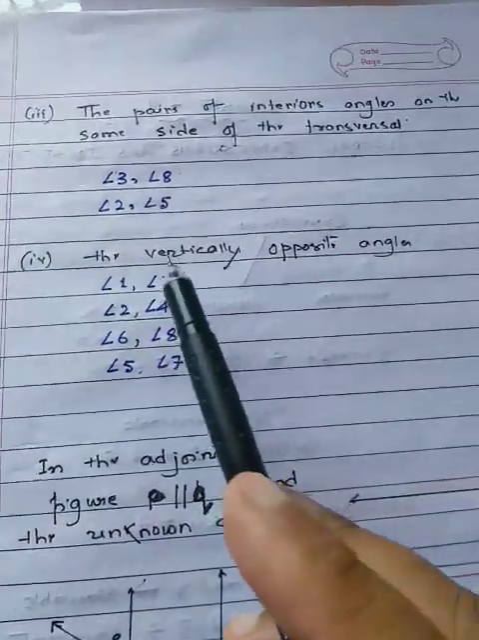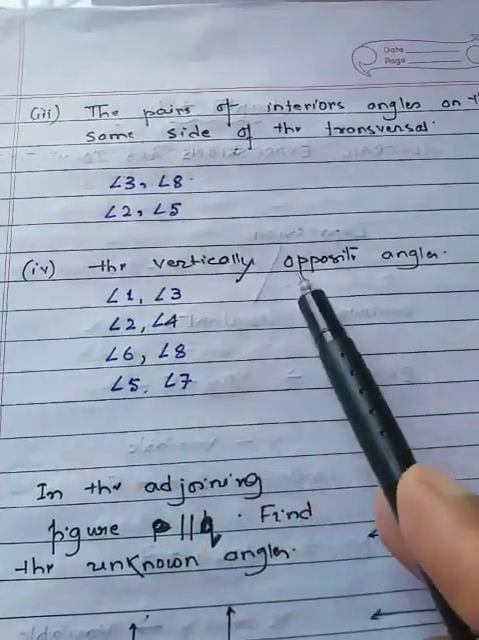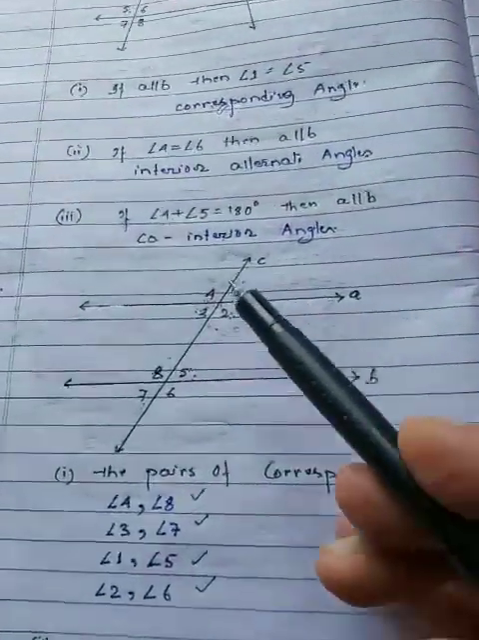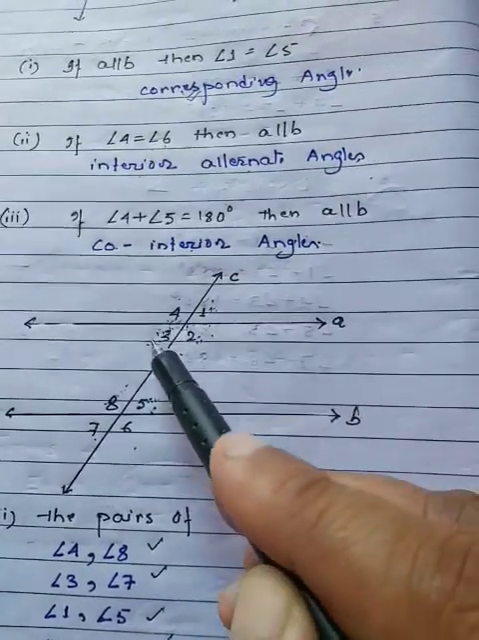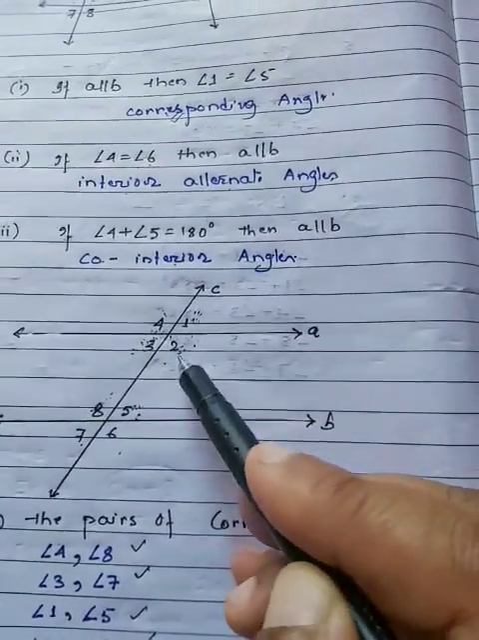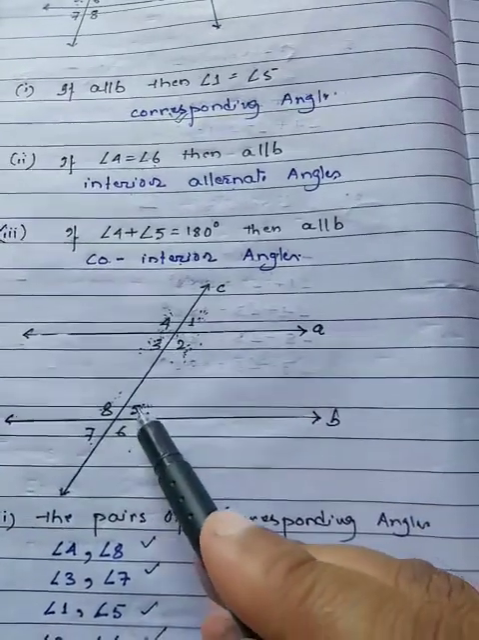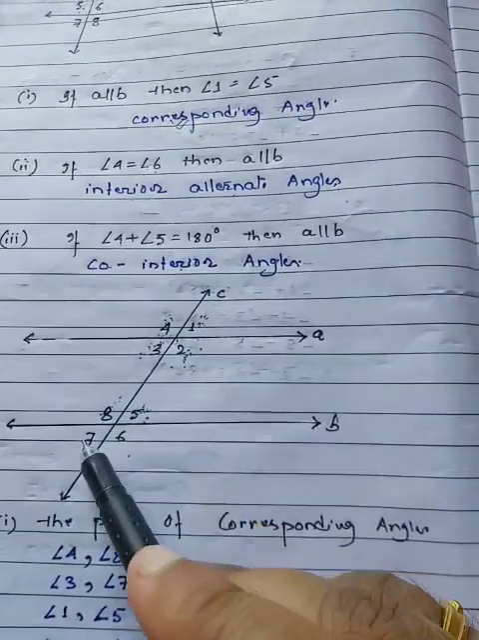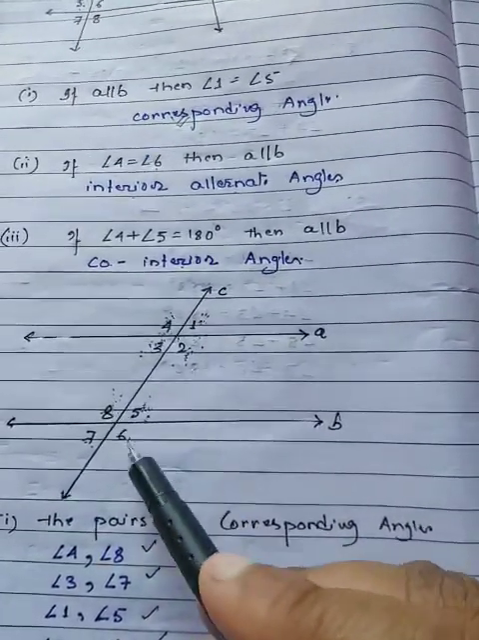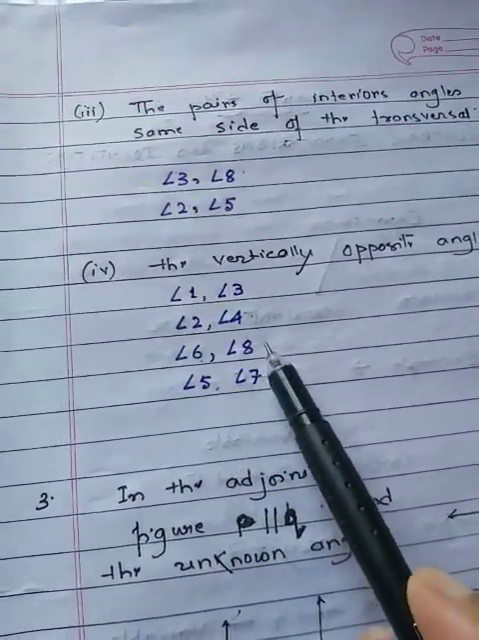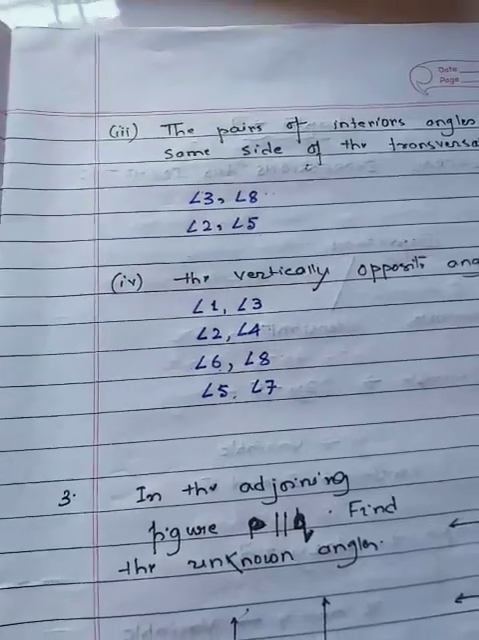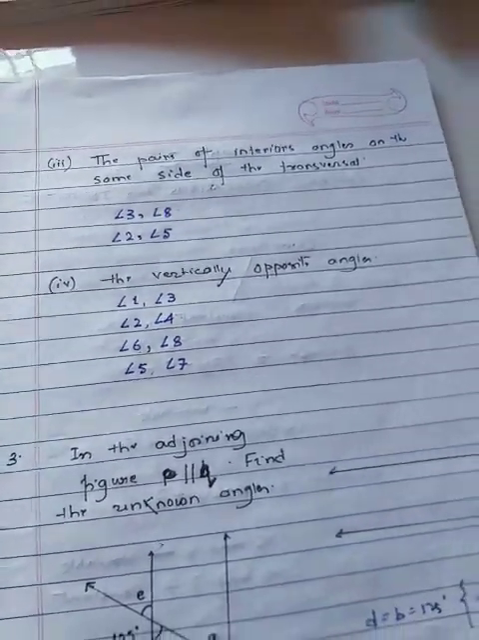Okay. Now the last thing they have asked: the vertically opposite angles. Now you have to see which are the vertically opposite angles. So 1 and 3 are vertically opposite angles, 2 and 4, 5 and 7, 6 and 8 are vertically opposite angles. So I have written all these: 1 and 3, 2 and 4, 6 and 8, and 5 and 7. Okay, so this is the solution of question number 2.